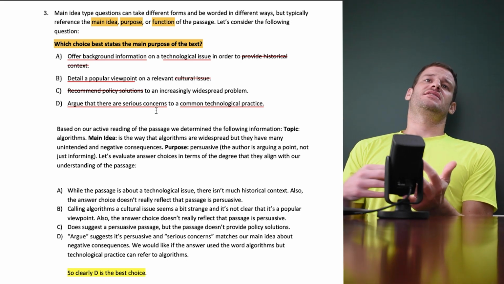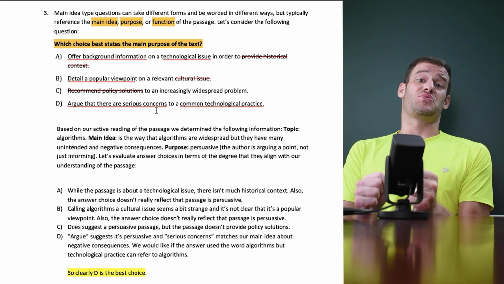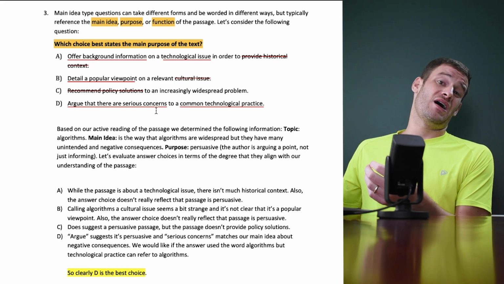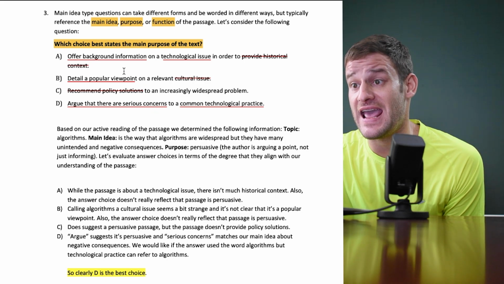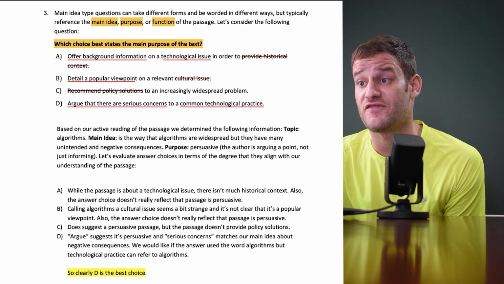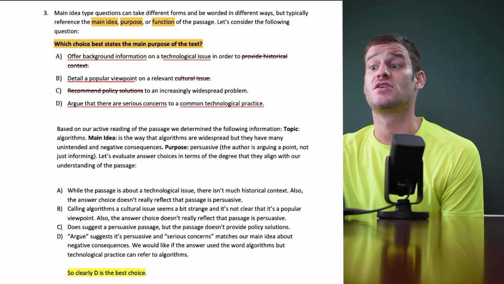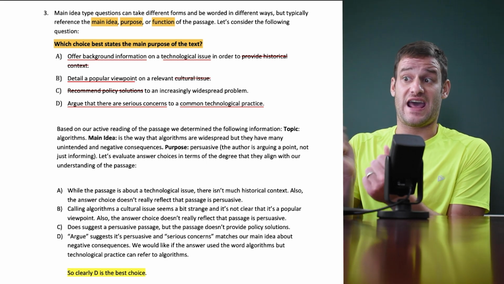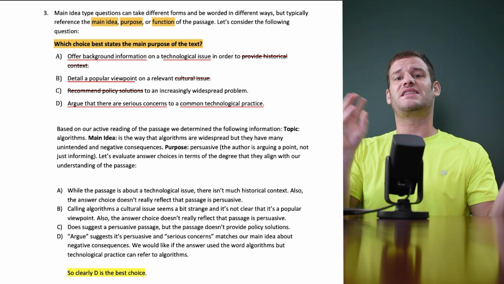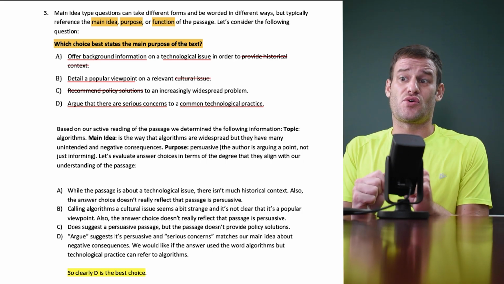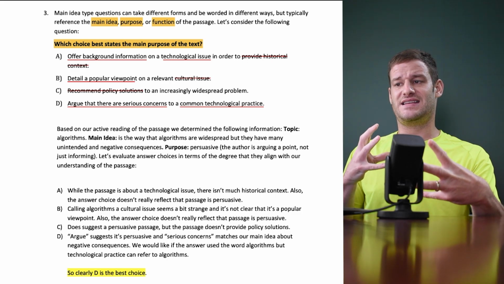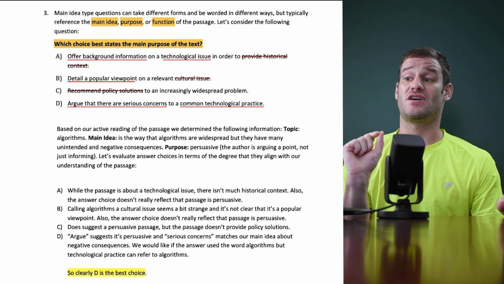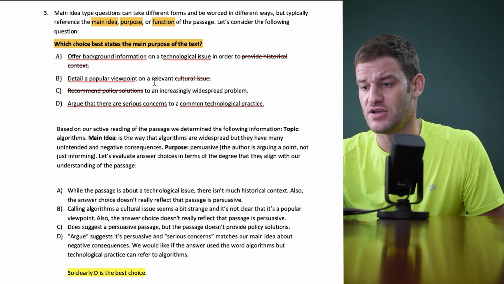Again, what the SAT is trying to get you to do is to choose between some bad options in some cases. So again, don't get fooled by vocabulary words. Let's say instead of technological issue, it said offer background information on algorithms, and then the rest was in order to provide historical context. A lot of students would choose option A if it had that algorithms, because they think, it's about algorithms, but they then don't think, okay, it's not historical context. It's not providing that. So the idea here is more important than the words used, and you need to think about the whole idea, not just part of the idea. Okay, so again, D is the best choice.